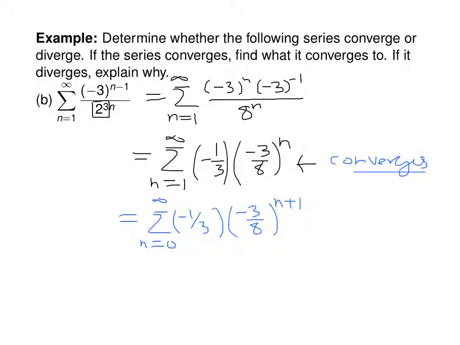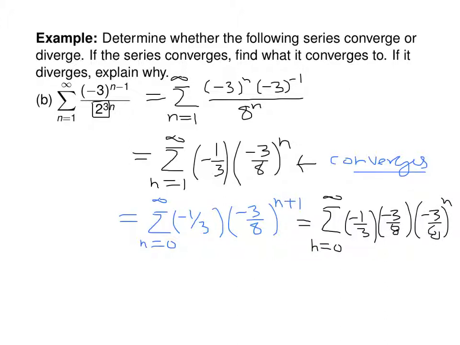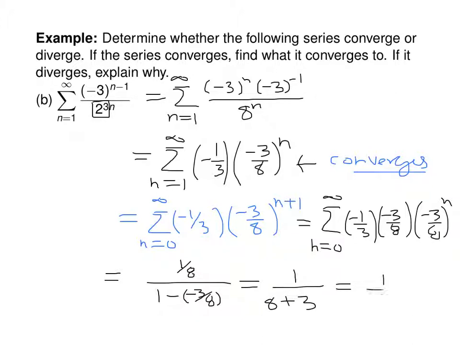And now to simplify that, so we can actually apply our formula, this is the same thing as the sum from n equals 0 to infinity of negative 1/3, negative 3/8 times negative 3/8 to the n. So my a factor will actually be 1/8. So I have 1/8 divided by 1 minus negative 3/8. And if I multiply the numerator and denominator both by 8, I get 1 over 8 plus 3, which is 1 over 11.